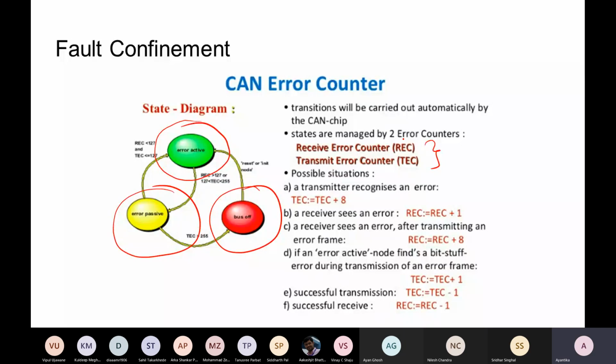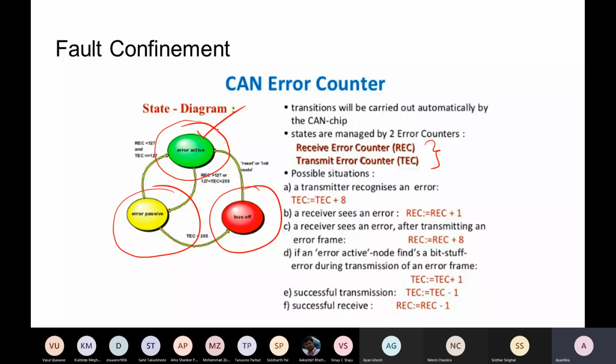So whenever some error is getting detected and an error frame is generated, these counters are getting increased. But there is a threshold. Initially, when any node is detecting some error and generating an error frame, it is in the error active state.